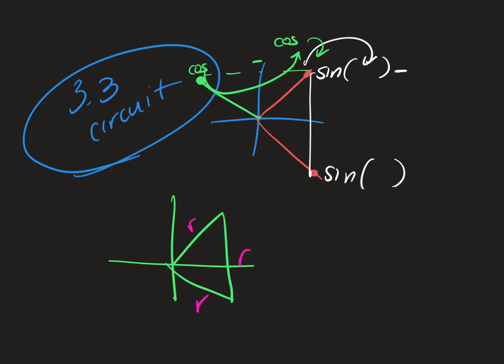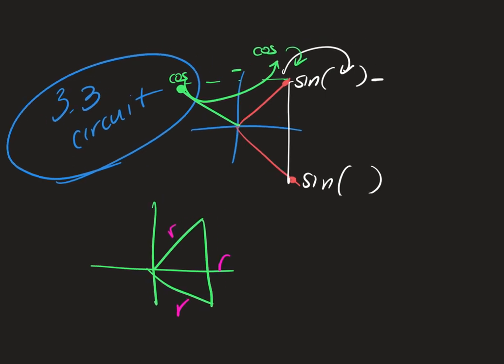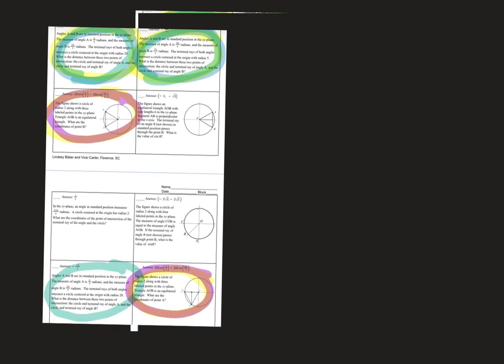Wait, is this on the review? That's on the circuit review. Okay, so that's on 3.3. So this is the 3.3 extra practice that I told you. All the ones that are circled in green are the same kind of question, and all the ones circled in purple-ish are the same kind of question. You're going to see one of each of those.